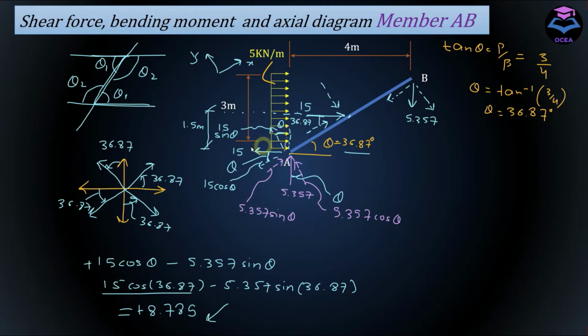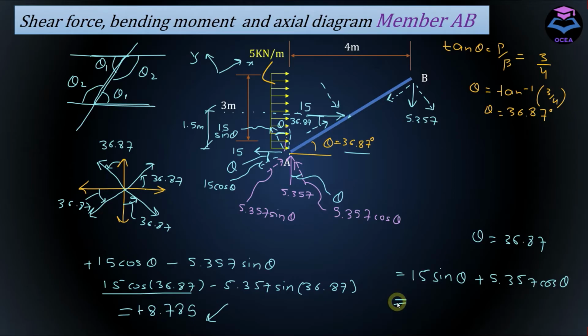Now what about the y direction? We have two forces, 15 sin theta and 5.357 cos theta. Let's assume that the forces going upward are positive. So 15 sin theta plus 5.357 cos theta, where theta here is equal to 36.87.